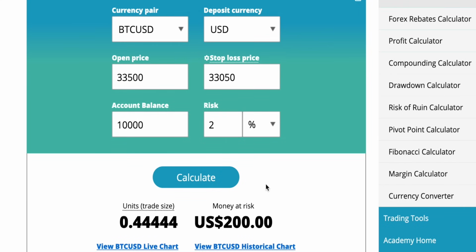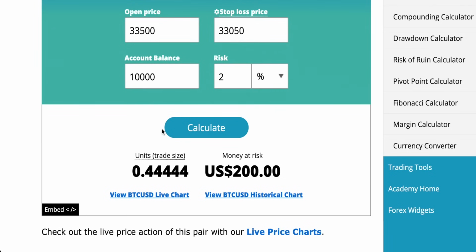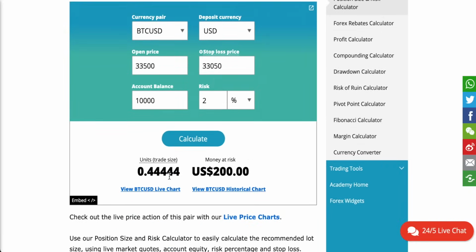What this tells us essentially is the trade size that we can execute. To have a balance of 10,000 and a stop loss of $450 to risk 2%, we're obviously risking 200 bucks. How do we know how many units we can trade? Well, it tells us right here, we can trade 0.44 of a Bitcoin, and that will only risk us 2% of our portfolio with our stop loss at 450.